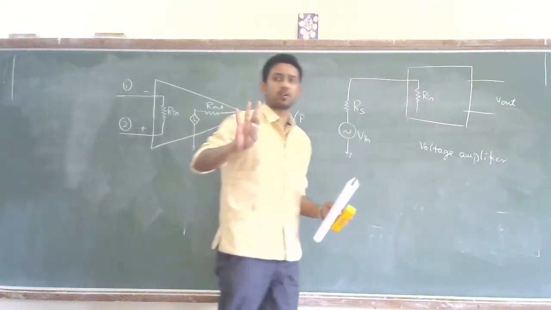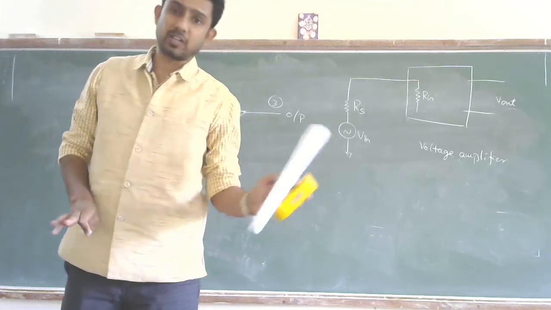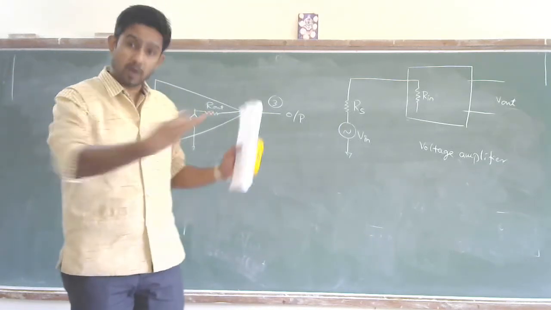I'll just worry about the input now, because what is the first claim I made? My first claim is that the input resistance of the op-amp should be very, very high. Now I am giving the justification.